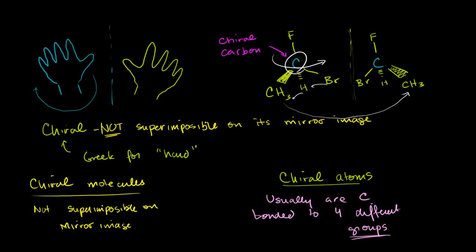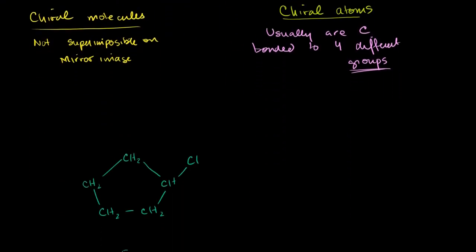In the last video, we learned a little bit about what a chiral molecule or what a chiral carbon or a chiral atom is. What I want to do in this video is go through a bunch of examples and see if we can identify if there are any chiral atoms, and to also see if we're dealing with a chiral molecule. So let's look at our examples here.